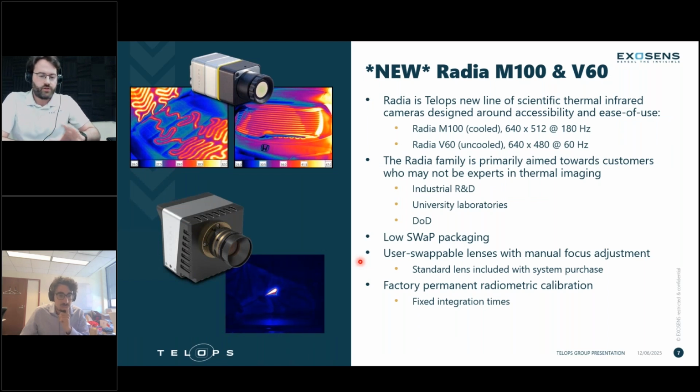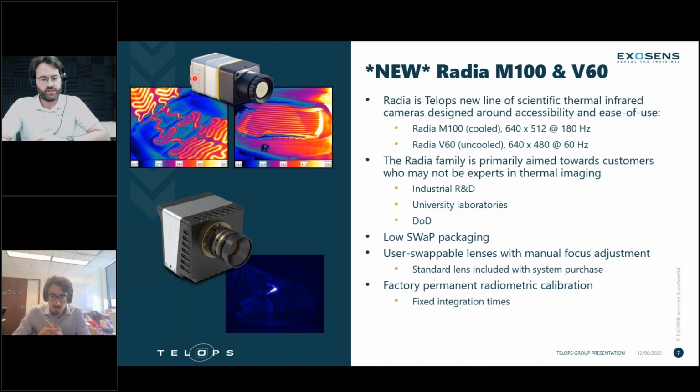I wanted to mention those new cameras, the M100 and V60 Radia cameras. They're much smaller than those bigger cameras, those high-speed cameras. The Radia V60 at the top fits in the palm of your hand. Very small, very easy to integrate within any system. So the V60 is long wave, great for any sort of low temperature heat transfer measurement, body temperature, low temperature fluids. You have a very nice high quality image. You have that spatial resolution of 640 by 512, which is quite nice.